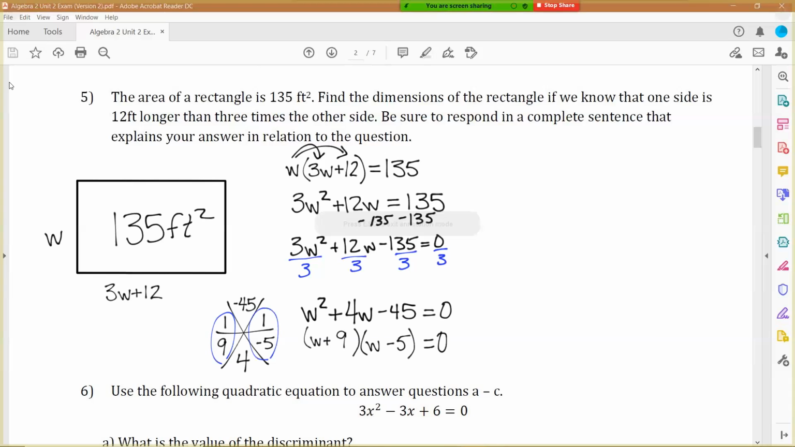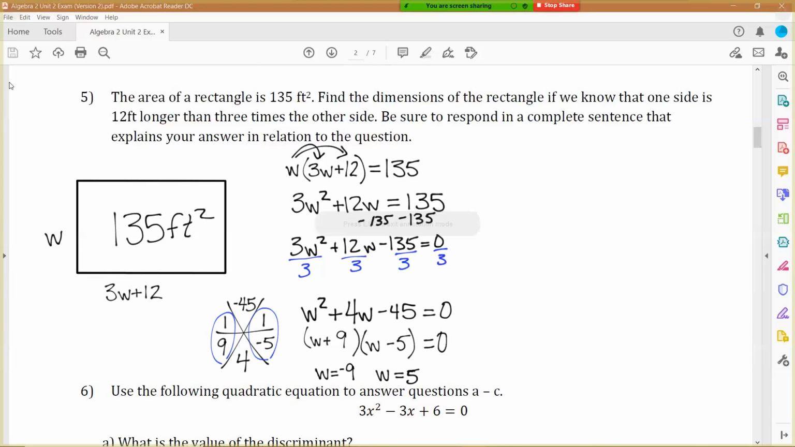Zero product property tells us that since we have two sets of parentheses being multiplied together and their product is 0, then one of them must equal 0. So if I set w plus 9 equal to 0, I get that w equals negative 9, or w equals positive 5 when you set w minus 5 equal to 0.